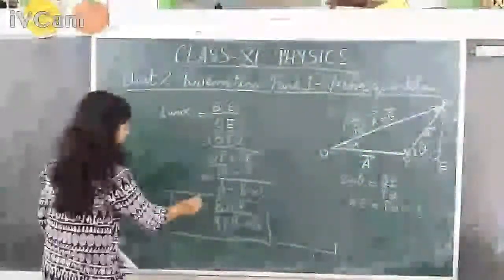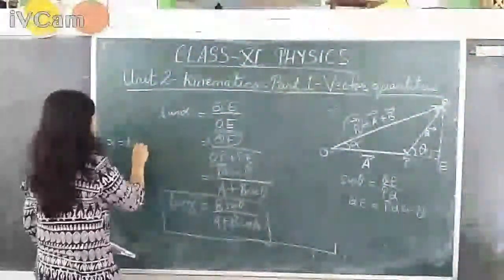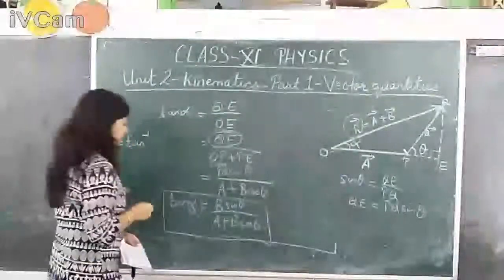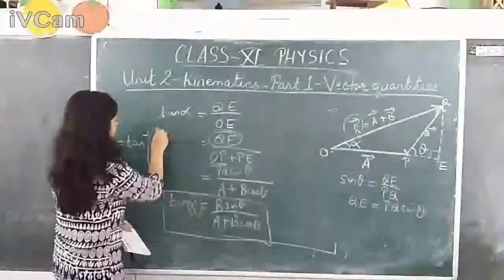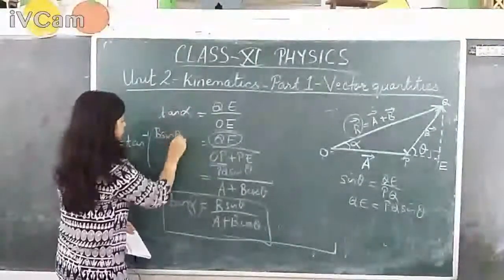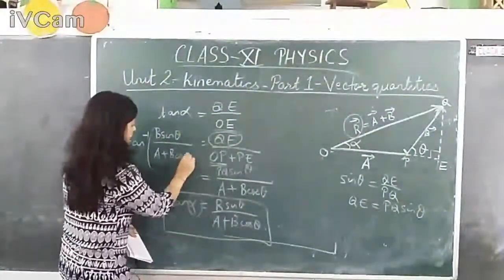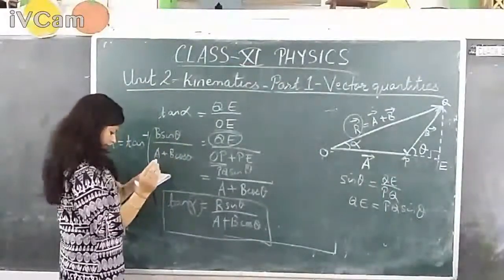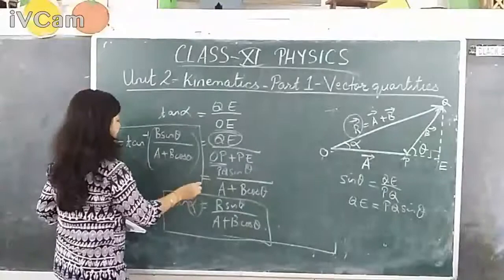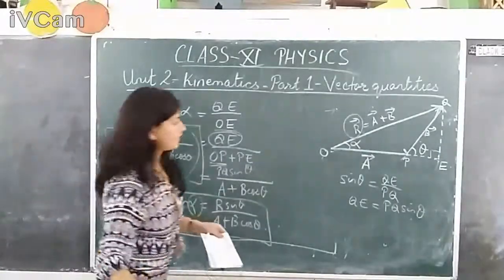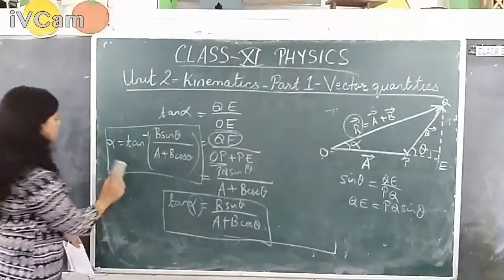If you just want to find alpha, you can simply find it by taking the inverse of it. The inverse may be found using a calculator, or there is a method in mathematics. So alpha is the inverse tan of B sin theta divided by A plus B cos theta. This is how you find out the magnitude and direction of the resultant vector following the triangle law of vector addition. I hope it is clear to you all.